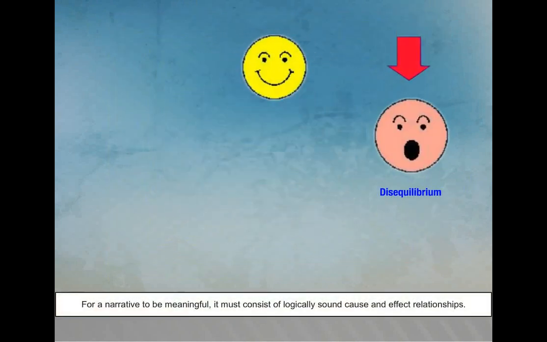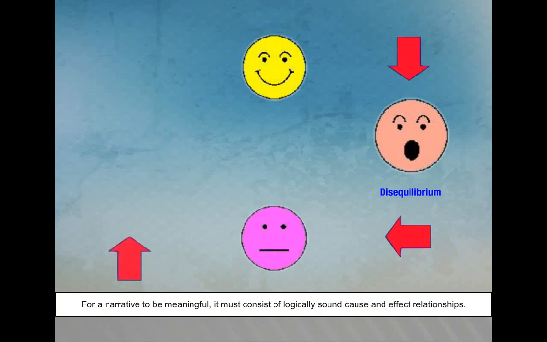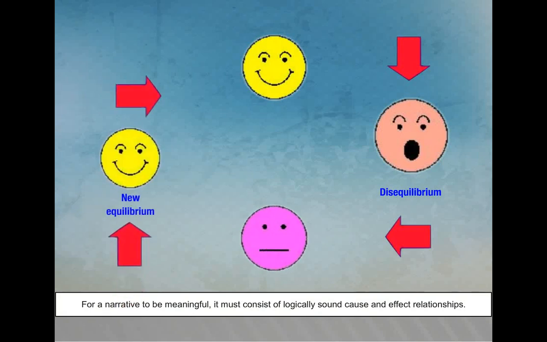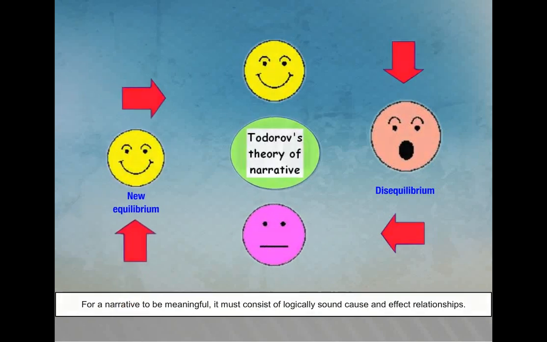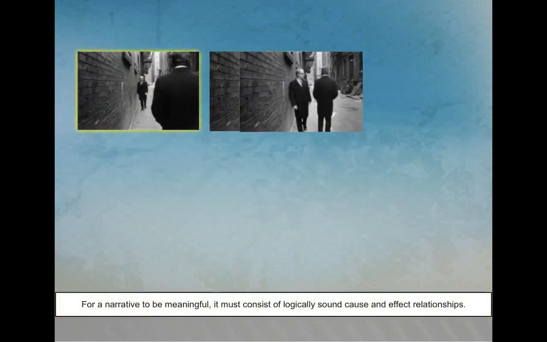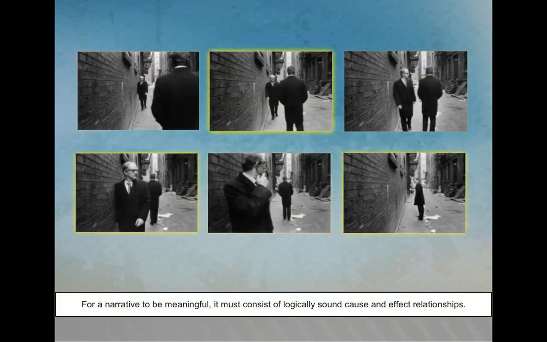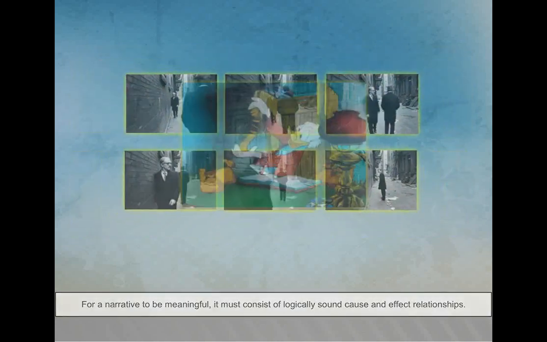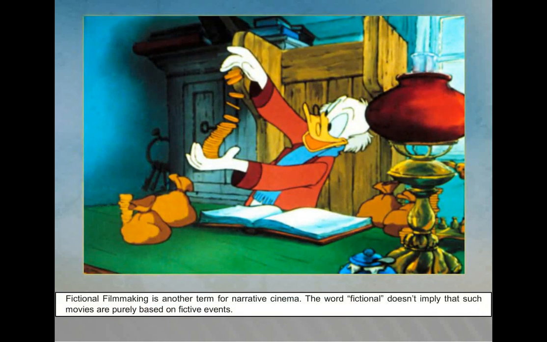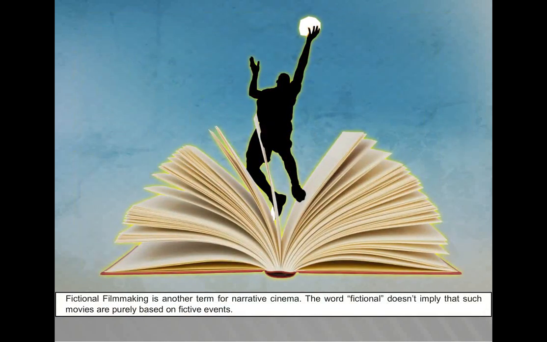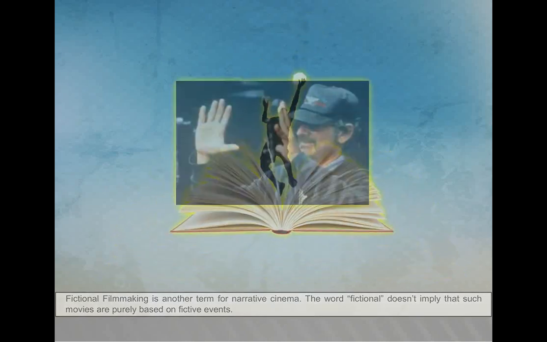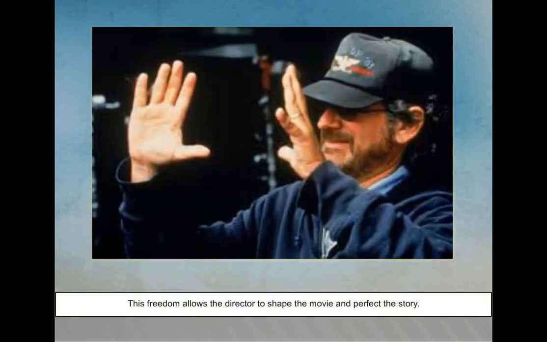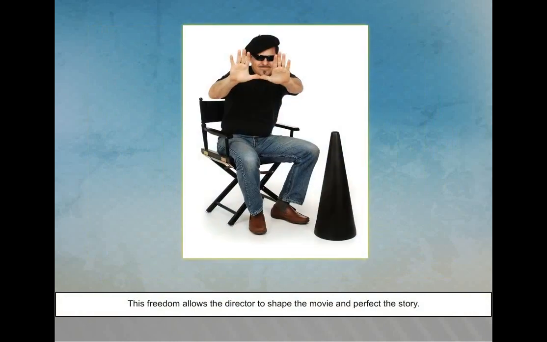Film narrative is the depiction in the medium of film of a series of events in cause and effect relationship occurring in time. For a narrative to be meaningful, it must consist of logically sound cause and effect relationships. Fictional filmmaking is another term for narrative cinema. The word fictional doesn't imply that such movies are purely based on fictive events. This freedom allows the director to shape the movie and perfect the story.